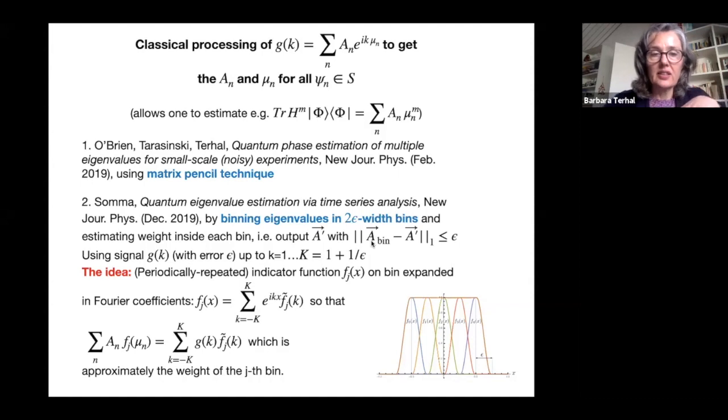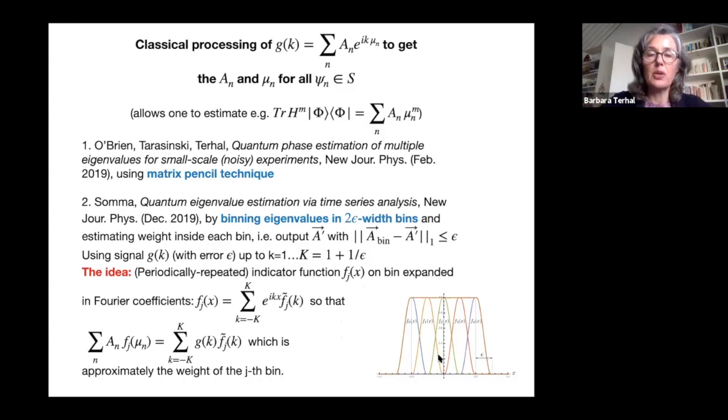And the way he does it is to say, well, I can do this. He also uses the signal G of K, which he assumes you get with error epsilon. You have to ask how you get this error, how many samples, but let's ignore that for now. And you use K up to something that goes like 1 over epsilon. And then the idea is that I'm going to define ideally a function which takes the value 1 on bin J and 0 elsewhere. That's an indicator function. But I'm going to approximate this function by something that's a bit more smooth, which is shown here with a little bump function.